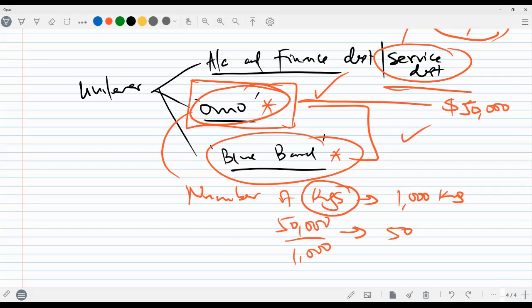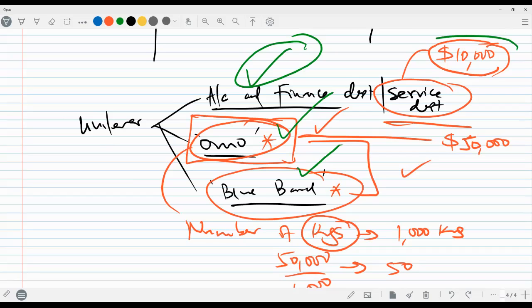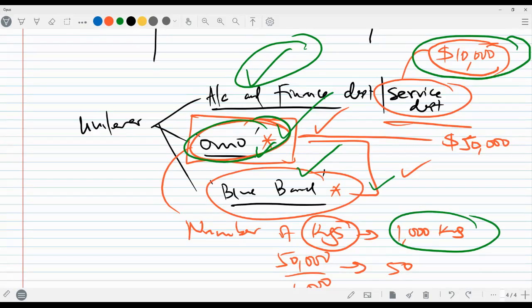So first, determine the cost for each department: the accounting department, the Omo department, the Blue Band department. Then for those departments that are service centers, allocate the service cost among the production departments, Omo and Blue Band. Once you've done that, allocate the cost of the Omo department, for example, among the products being made for the particular time period. So this is what we shall be discussing in this topic, more or less.